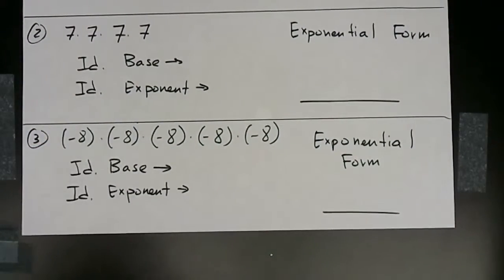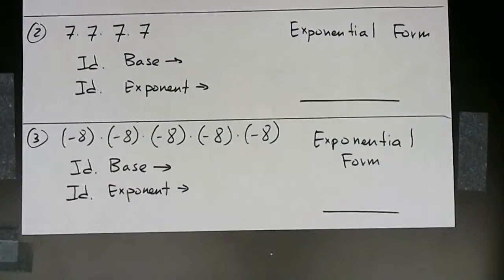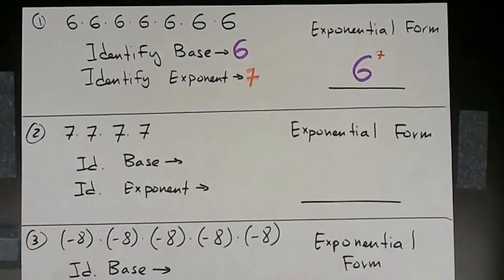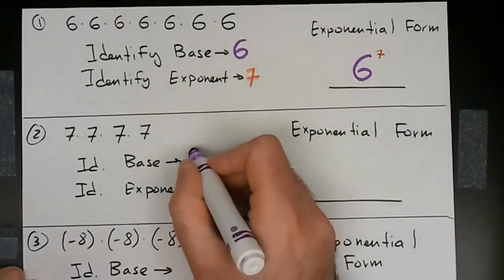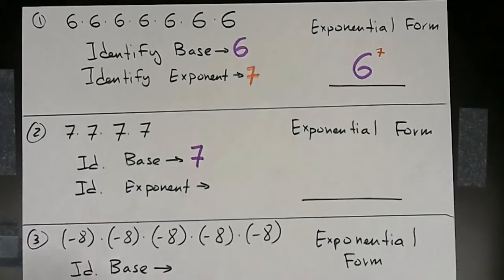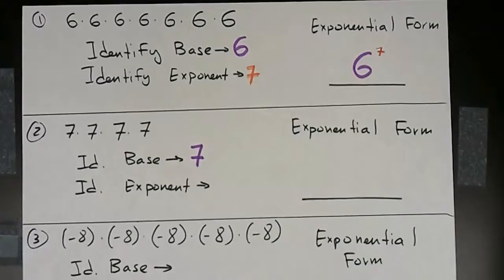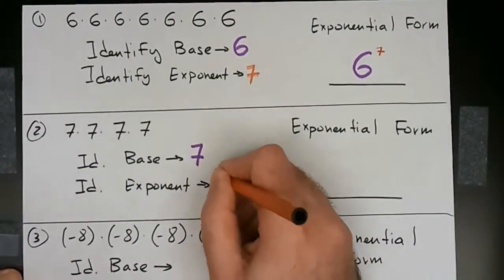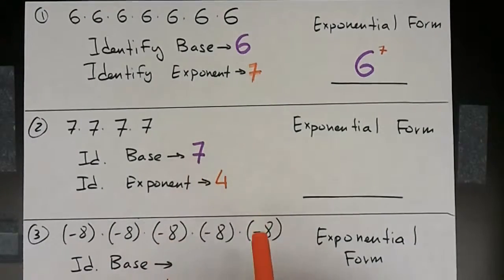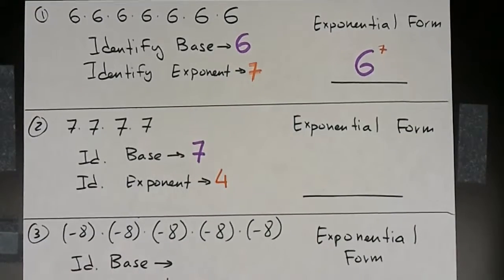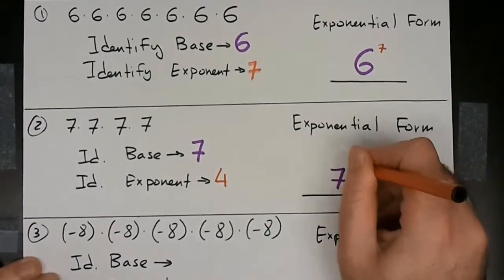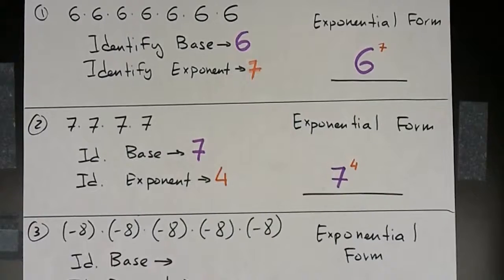Alright, in number 2, you're asked to do the exact same thing. You have the base, which is pretty obvious here, is 7. The exponent is the number of times you're multiplying the base against itself. 1, 2, 3, 4. That should be pretty self-explanatory as well. And then the exponential form just asks you to write the base and the exponent as one, and that is 7 taken to the power of 4. And that is number 2. Any questions on number 2?